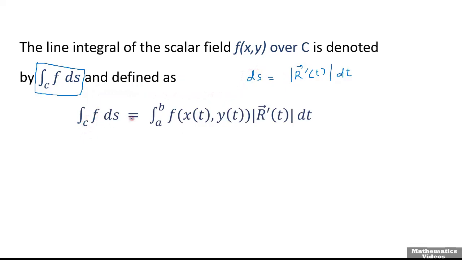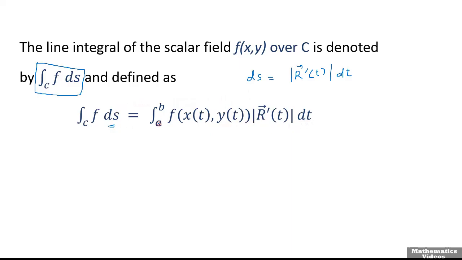By using this expression of ds, we can define the line integral of f over the curve C as equal to the definite integral of f, in which f is written in terms of t, that is, x is a function of the parameter t, y is a function of the parameter t. So f will be written not in terms of x and y, but in terms of the parameter t. And then ds will be replaced with the magnitude of r prime of t times dt.